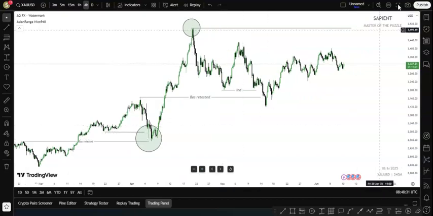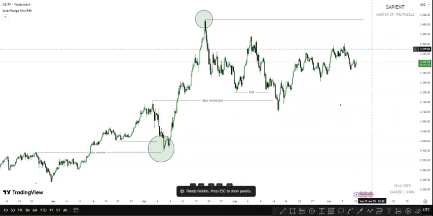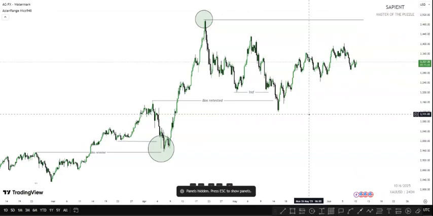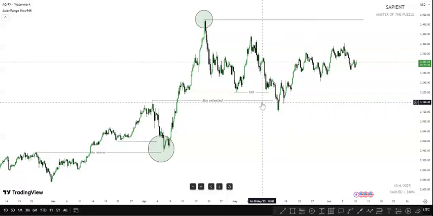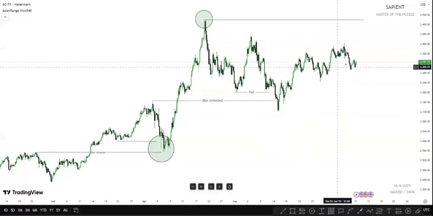This is a 4 hour time frame. So let's see what we can get on this 4 hour time frame, right? After we broke and tested this break of structure, price is pushing up.